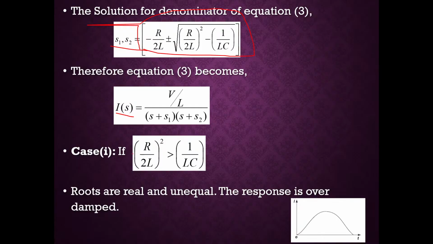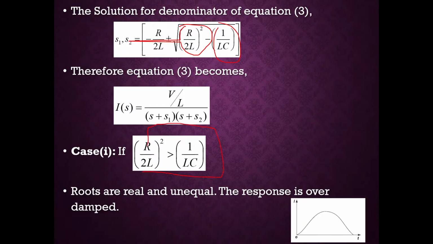Now let us consider some cases here. We know both S1 and S2 have a root term. Within the root, there are two terms. One is R by 2L whole square, the other term is 1 by LC. Two terms are there within the square root of the roots that we have determined. Now let us assume R by 2L whole square is greater than 1 by LC.